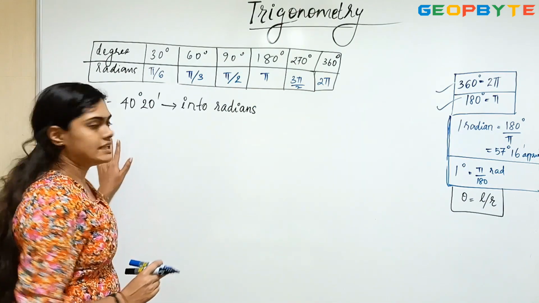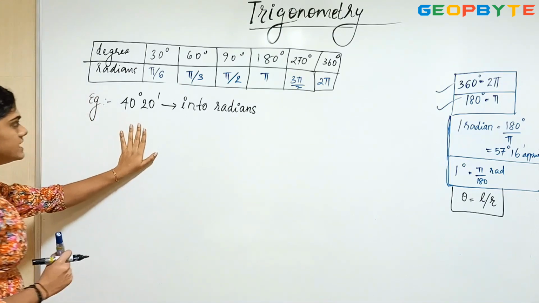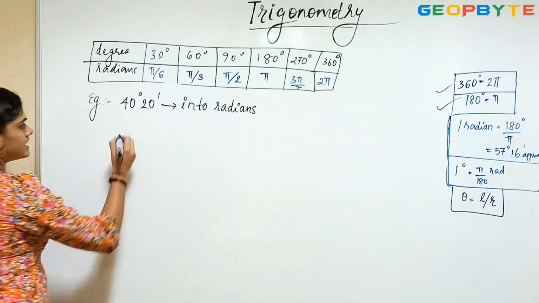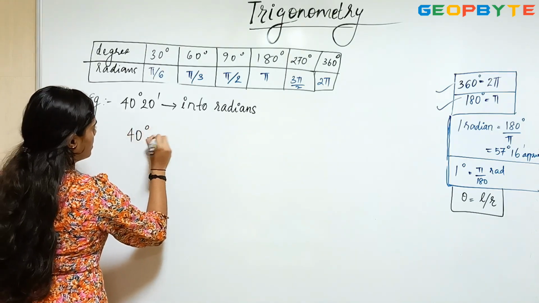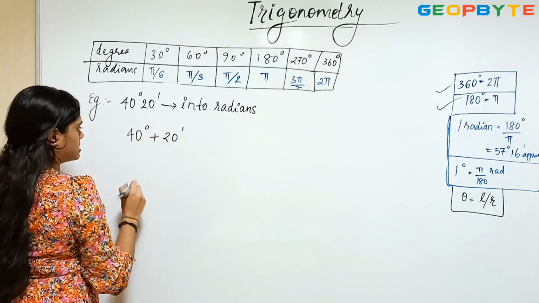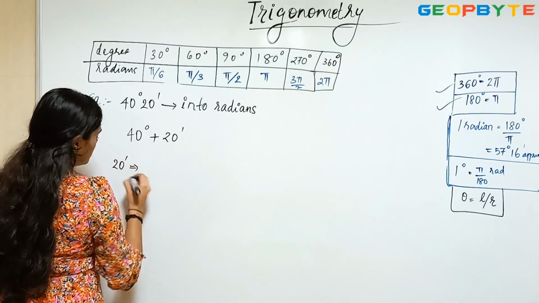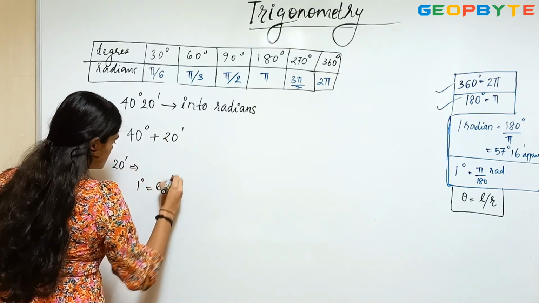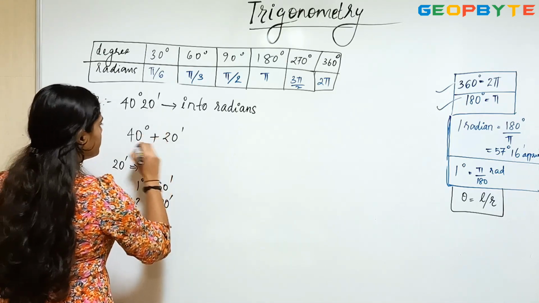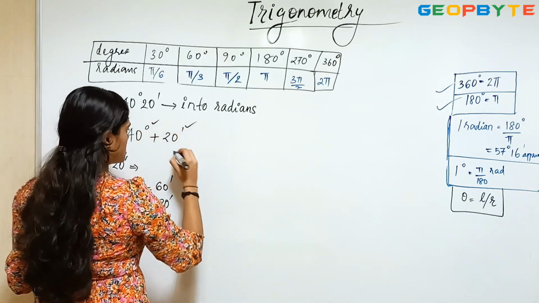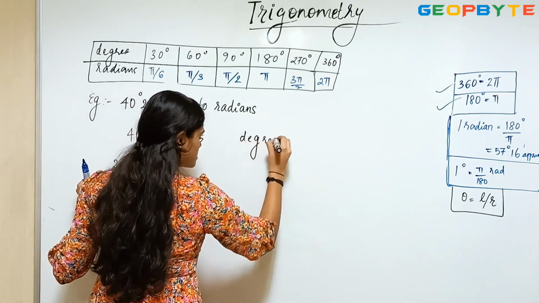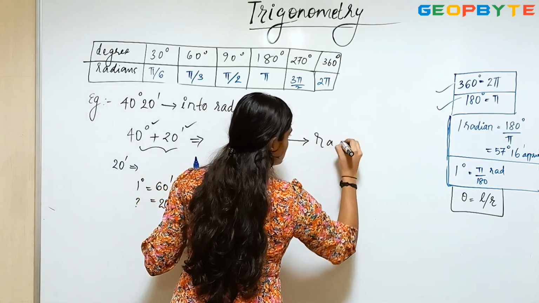Now I will give you an example, that is 40 degree and 20 minutes. This is in degree. Now we have to convert it into radians. How will you convert? This is 40 degree, no? So what about 20 minutes? It's 40 degree plus 20 minutes. We know that 1 degree is equal to 60 minutes. What about 20 minutes? It will be how many degrees? Because this is in degree and this is in minutes, we have to convert both into degrees first. Then we have to convert it into radians.